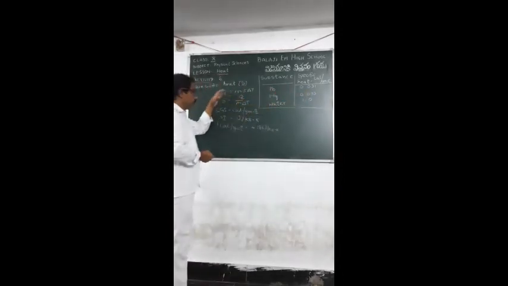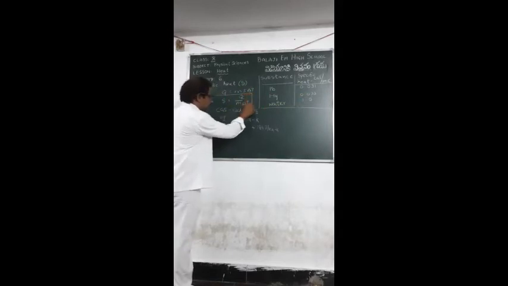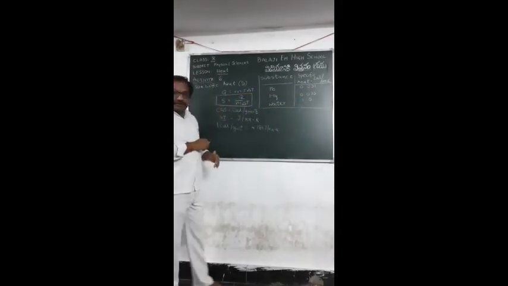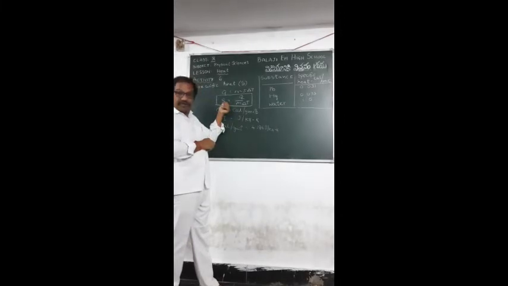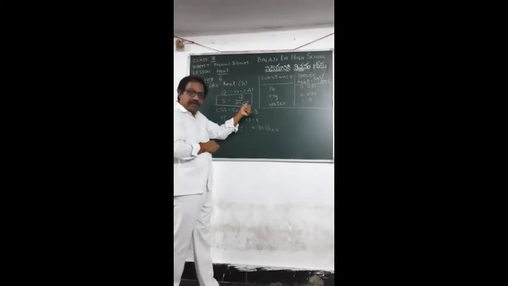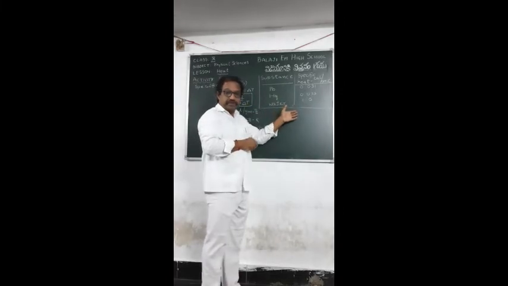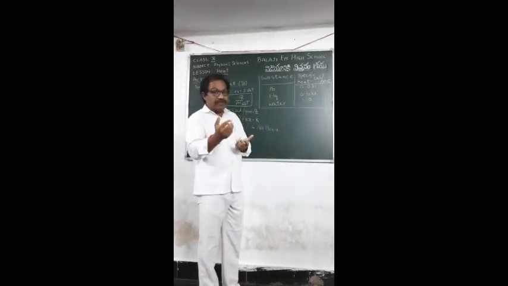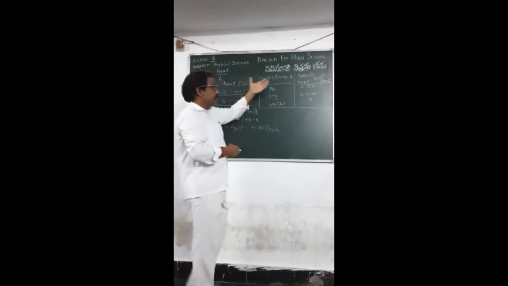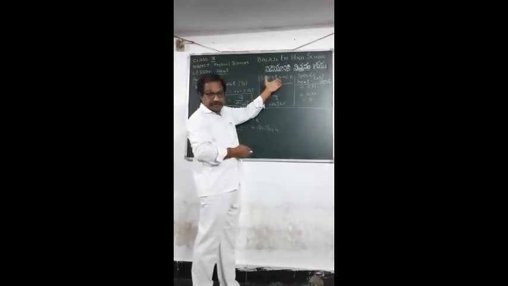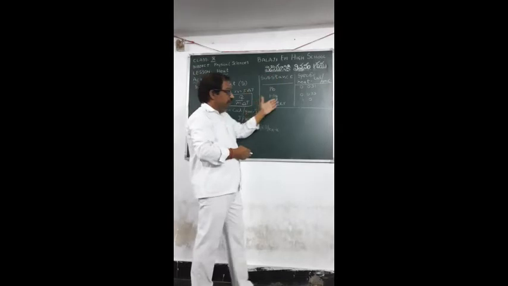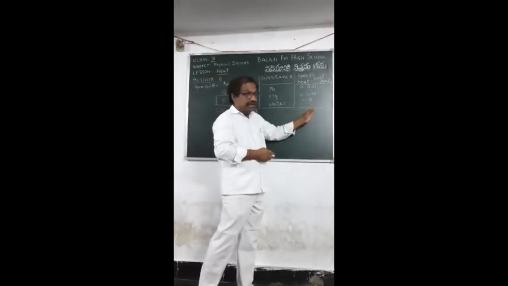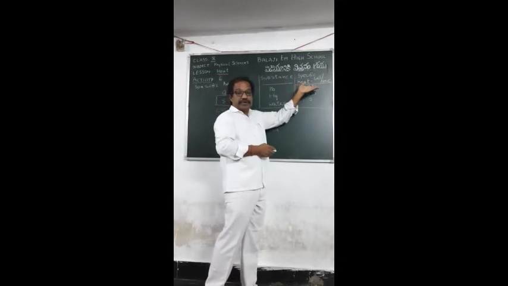Why? Because if you observe the formula, S is equal to Q by m delta T. Q is the amount of heat required. So when you take delta T, the rise in temperature is less for water when you supply the same amount of heat. Why? Because specific heat depends upon the nature of the substance. So for water the rise in temperature will be less, and for lead the rise in temperature will be very quick or very high.